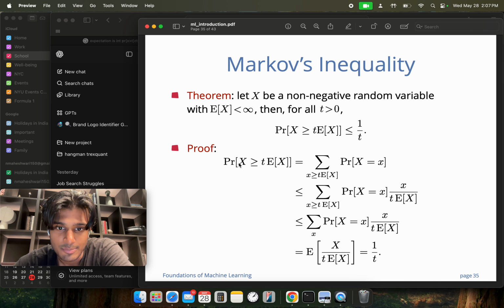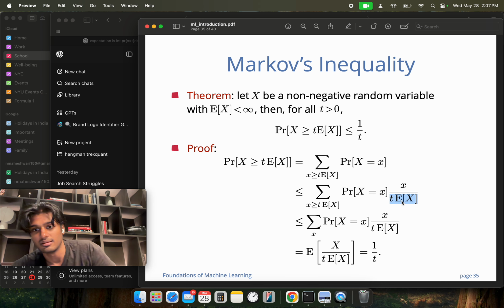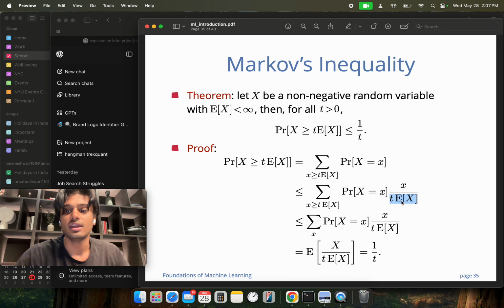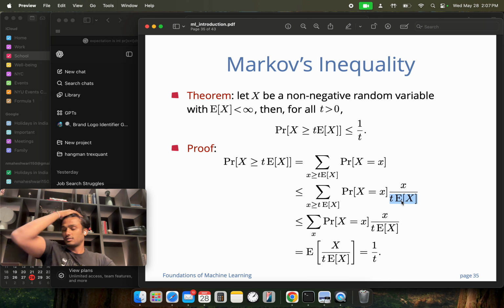How is this true? The probability that X is greater than this particular number is the probability that X is equal to some number x, summed over all x greater than that. So basically this is just an integral over x greater than this number. Now because x is always greater than this number, we can multiply by x divided by that number, and it will always be greater than 1 as everything is positive. So we can write this inequality.